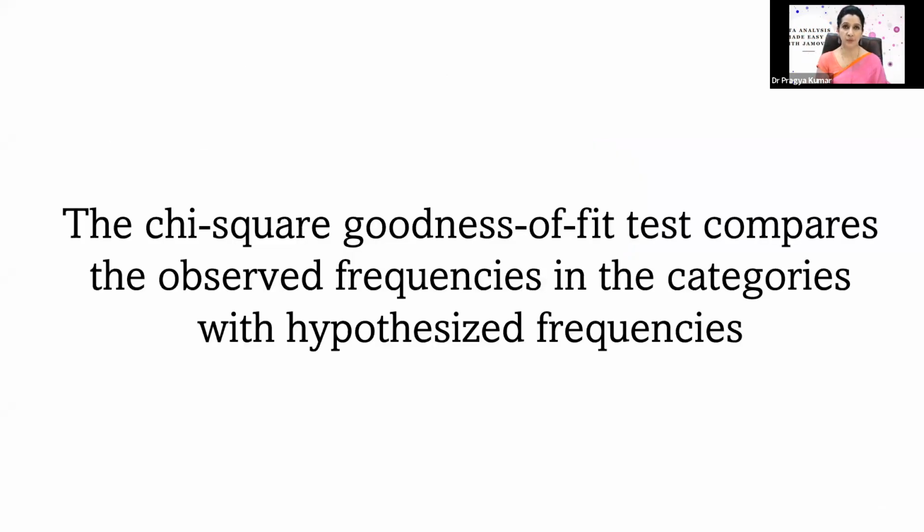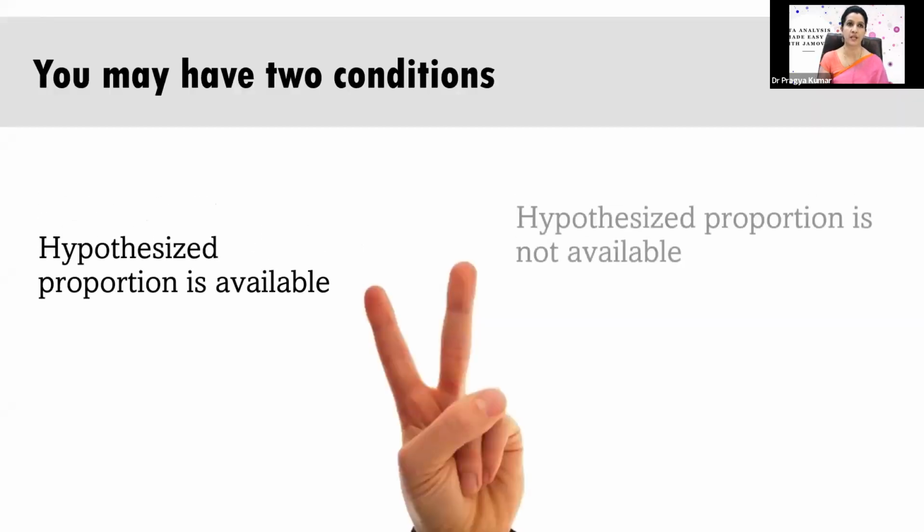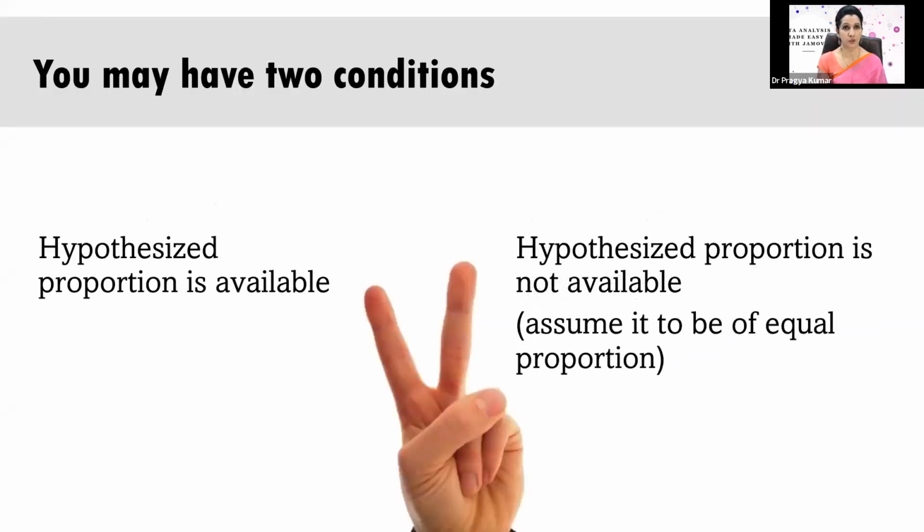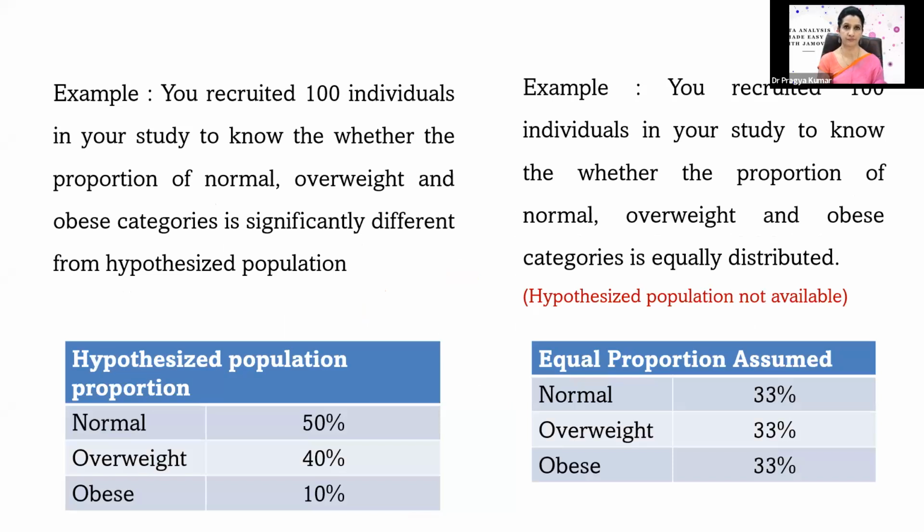So this chi-square goodness of fit test compares the observed frequency in the categories with the hypothesized frequency. There may be two conditions. The first condition is that I have this hypothesized proportion available. If that hypothesized proportion is not available, then it takes the categories to be equal in proportion. And that's how it tests the hypothesis.